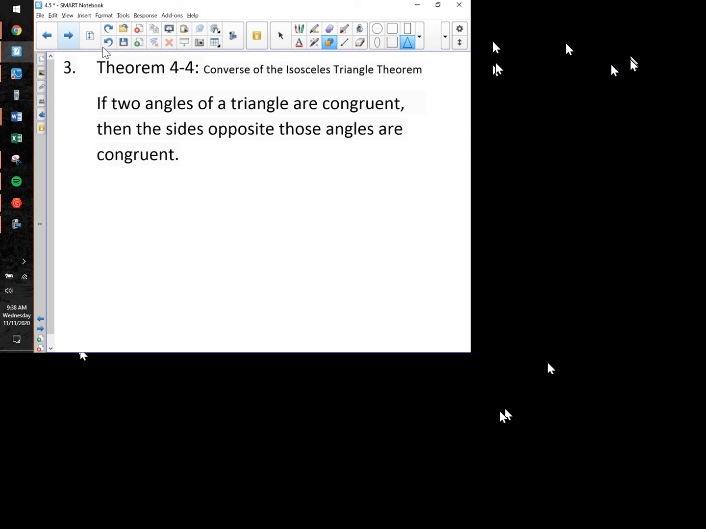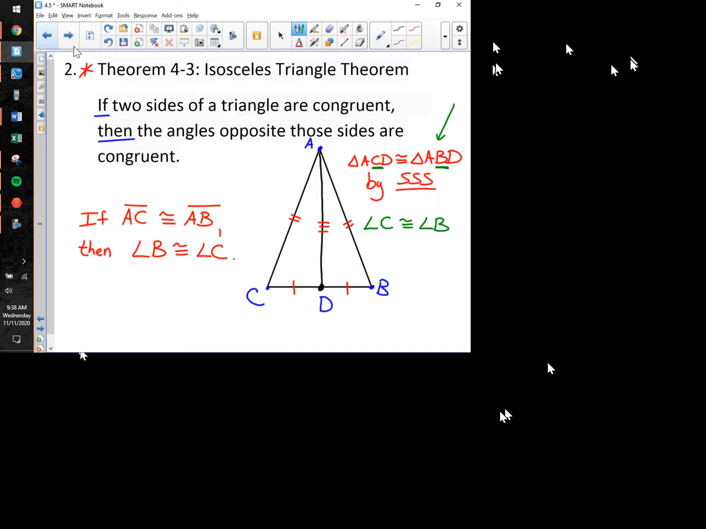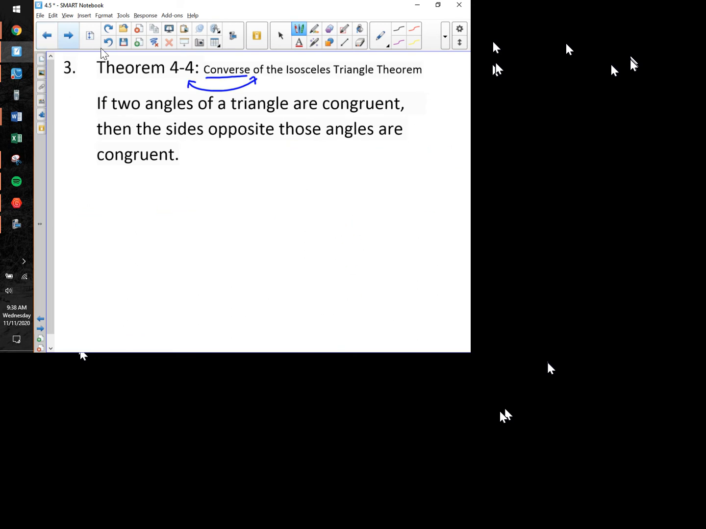Okay, let's run with this one right here, theorem 4.4. This one is just the converse of the theorem that we just wrote. And a converse, everybody, takes the if and the then in an if-then statement and flips them around. So theorem 4.3 said if two sides are congruent, then the opposite angles are congruent. The converse flips that. If two angles of a triangle are congruent, then the two sides are congruent.